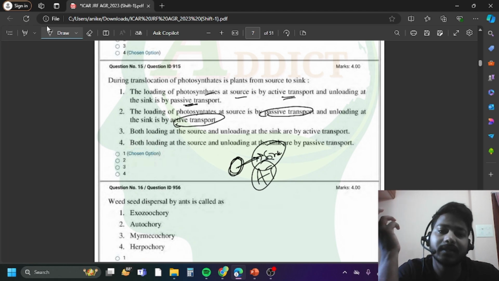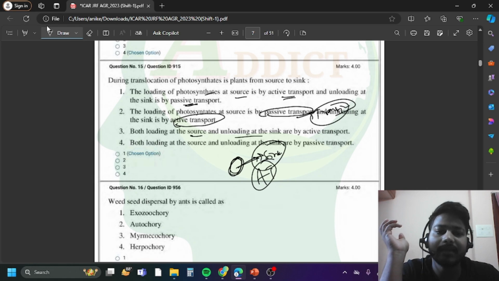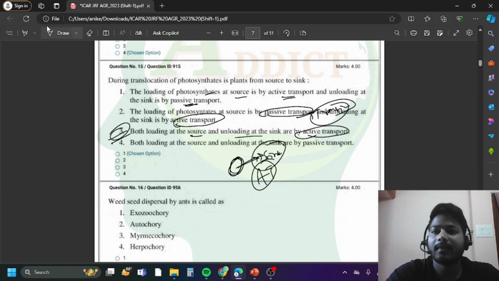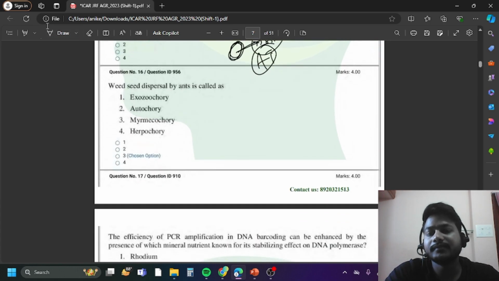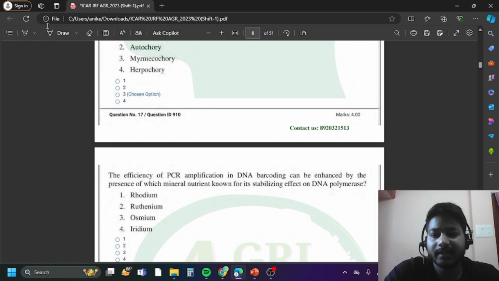That is the reproductive part. There is no passive transport. Passive transport means it is not coming under a transport channel. It's very clear, both loading at the source and unloading at the sink are by active transport. Option number 3 is correct. Next we will go. Question number 16. Seed dispersal by ants is called myrmecochory. It's a direct question.